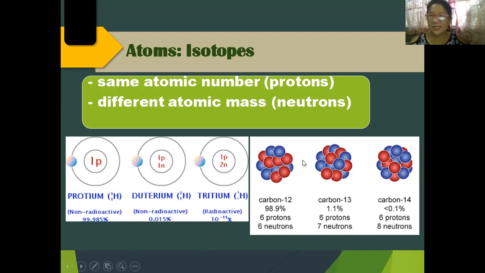Okay? Another is carbon. Carbon has 3 forms. It has 3 isotopes: carbon-12, carbon-13, and carbon-14. We already know that carbon has an atomic number of 6. Right? So if it is 12, your atomic mass is 12. Therefore, the first one is 12 minus 6, so carbon-12 has 6 protons and 6 neutrons. Carbon-13 will have 13 minus 6 is 7, meaning 6 protons and 7 neutrons. And carbon-14 will have 14 minus 6 is 8. Therefore, carbon-14 will have 6 protons and 8 neutrons.